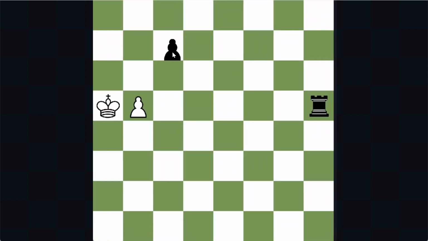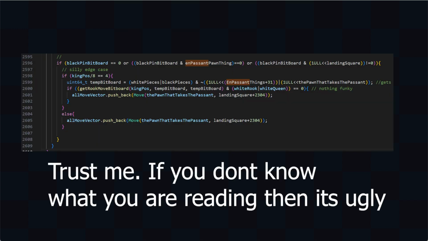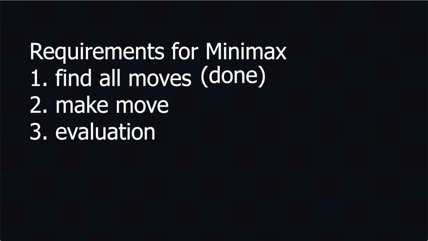Now, Sebastian Lague actually presented an edge case as seen here, where this pawn is actually pinned and can't en passant. But to fix this, I just did some really ugly hard coding, and I hope that'll work. And with this, we're finally done with finding all the moves.